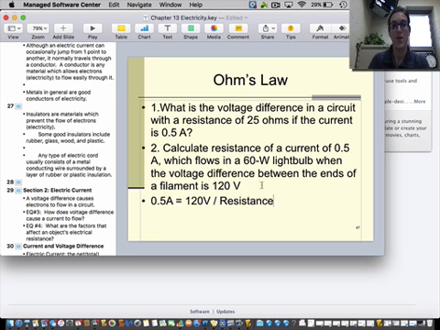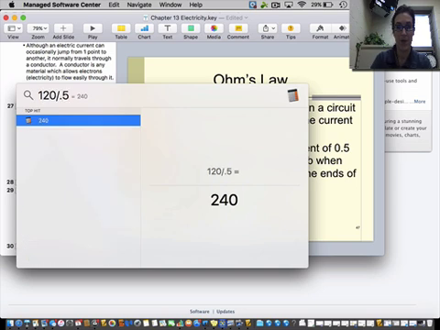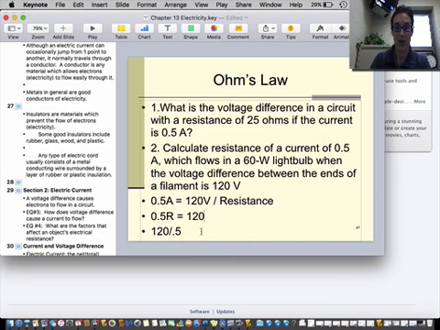This time we would multiply by resistance on both sides. So it would be 0.5 R equals 120. Now to get the resistance, I need to divide both sides by 0.5, so 120 divided by 0.5 equals 240 ohms is what we were looking for.